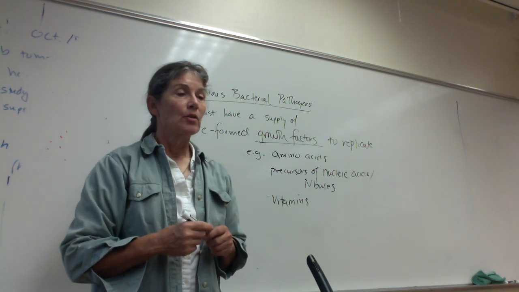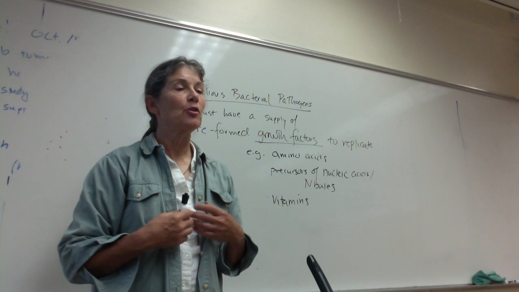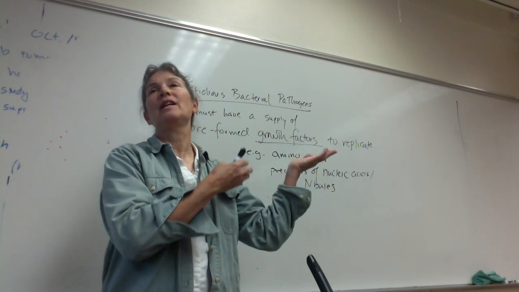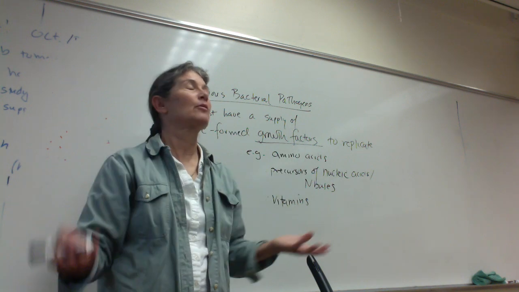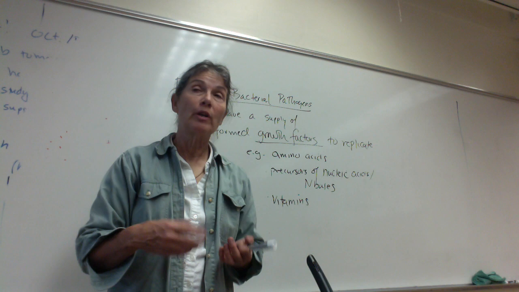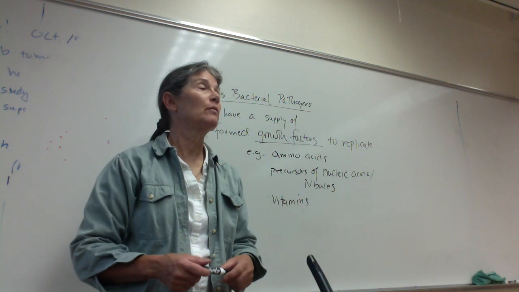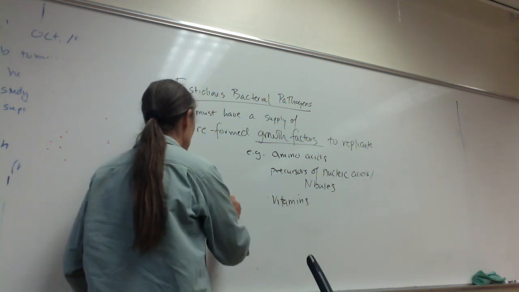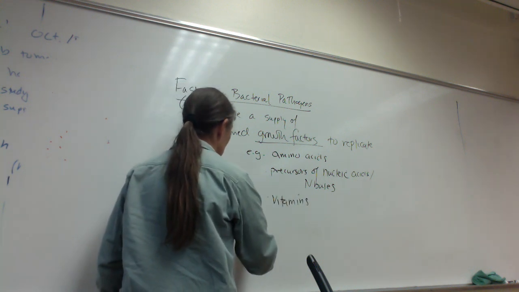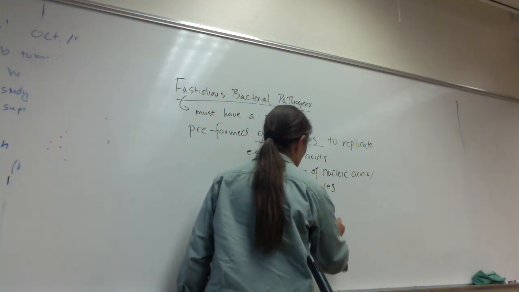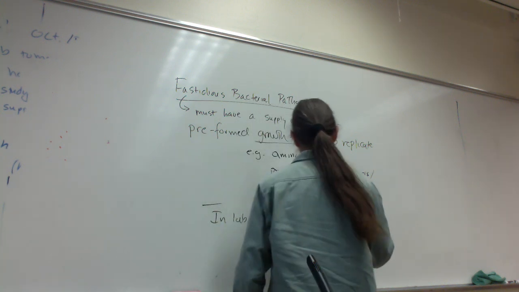So fastidious bacterial pathogens usually have really simple enzyme systems, so they can't make their own amino acids. They can't make their own nitrogenous bases. So if we want to grow them in the lab, we have to supply them with those preformed growth factors. So this means in the lab, we must grow the fastidious pathogens in really rich media.